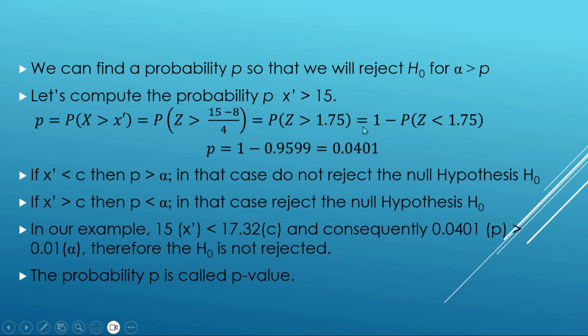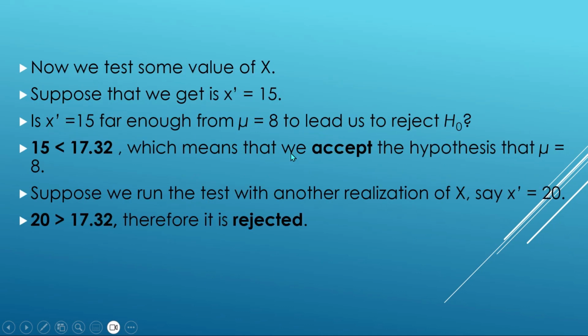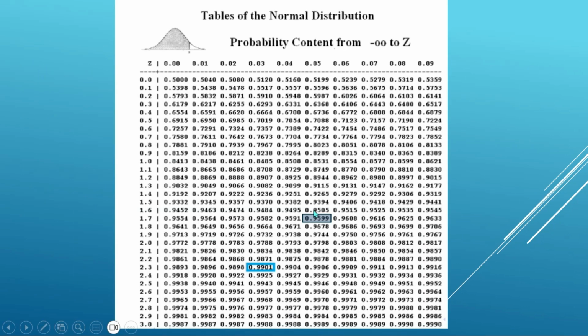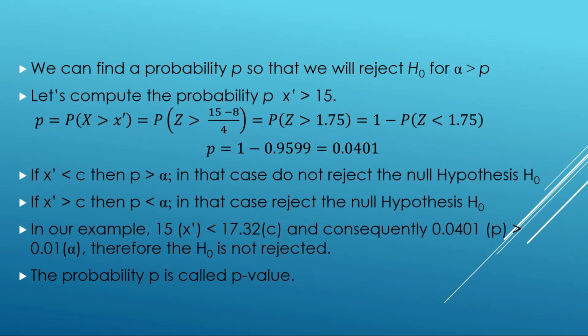And to be able to look into the table, we subtract this value from 1 and we get 0.9599. So at 0.9599, we see that the value of Z is 1.7. So P is equal to 1 minus 0.9599, which is equal to 0.0401.